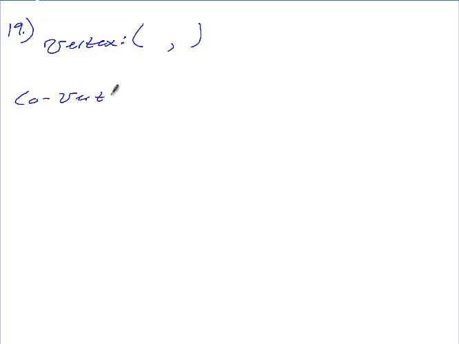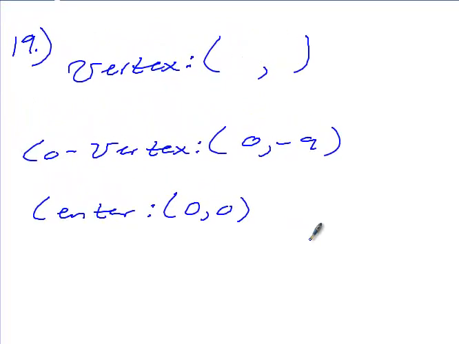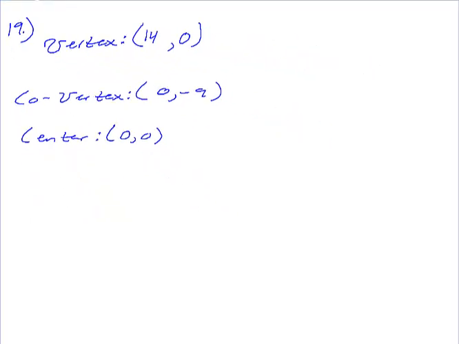Co-vertex is 0, negative 9. And its center is at the origin. Okay, and then where was the vertex again? 14, 0. So, first things first, right? It's being centered at 0, 0 is important because that just tells us that we can use the formulas that we have. That's the only reason why this is here. So it's going to be an x squared over something plus y squared over something equals 1.